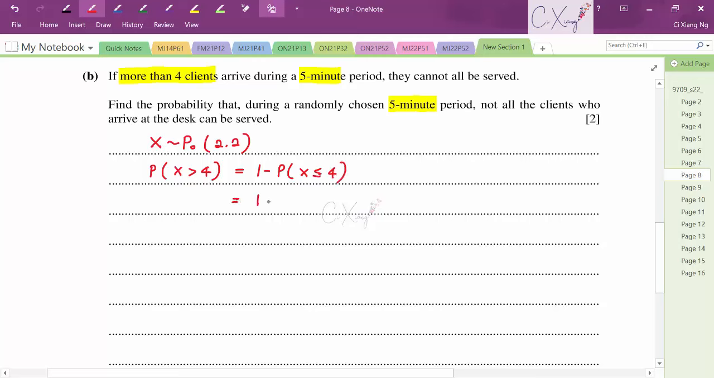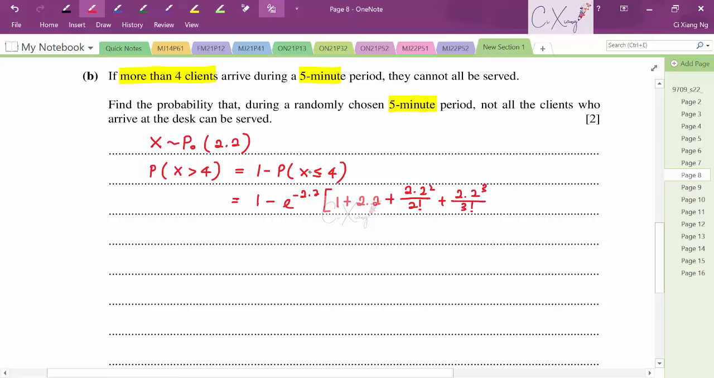Okay, so to get the probability for this one, we have e to the power of negative lambda, which is negative 2.2. When x equals 0, the remaining term is 1. When x equals 1, the term is 2.2, which is the lambda. When x equals 2, it will be 2.2 squared divided by 2 factorial. When x equals 3, it will be 2.2 power 3 divided by 3 factorial.